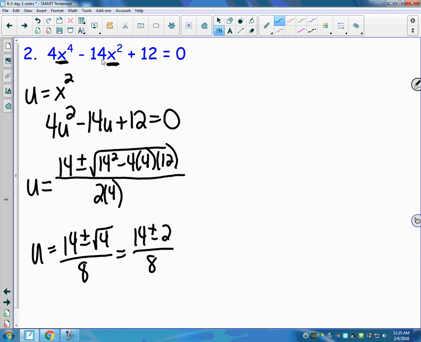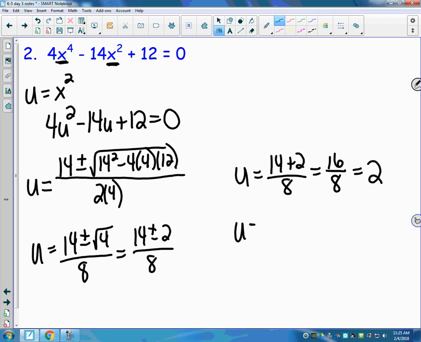So I want to write out my two answers. So I get u equals 14 plus 2 over 8, which is 16 over 8, or 2. And I get u equals 14 minus 2 over 8, which is 12 over 8, right? Which is, what, simplifying that, divide by 4 is 3 over 2. Is that true? Yeah.